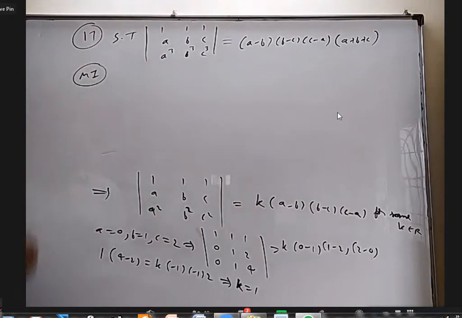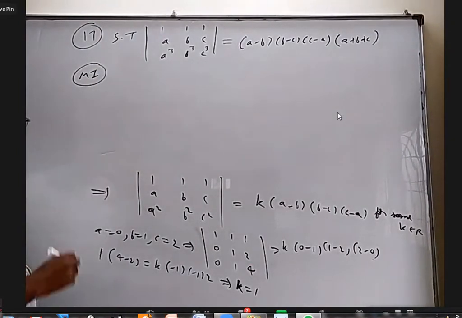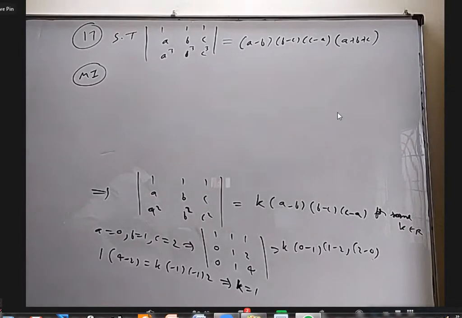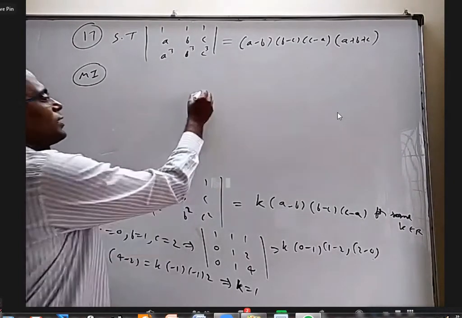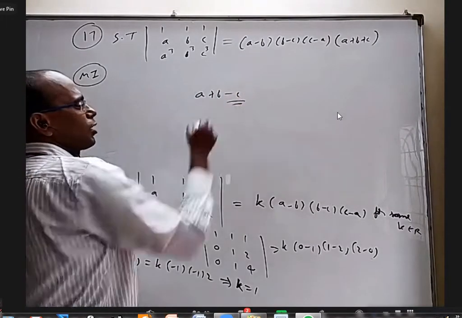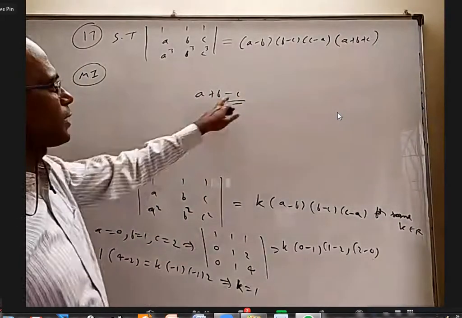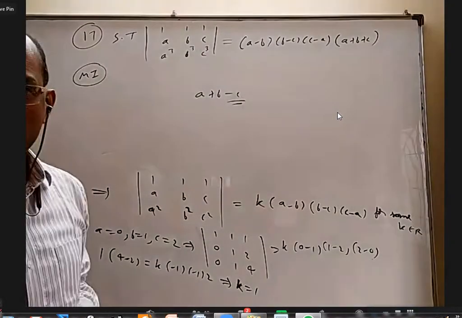Method 1. Sir, can't we take a plus b minus c or a minus b plus c? Again, same problem. If you are taking a plus b minus c, what makes c special that you are putting minus only for c? You can put it for b, you can put it for a, right?